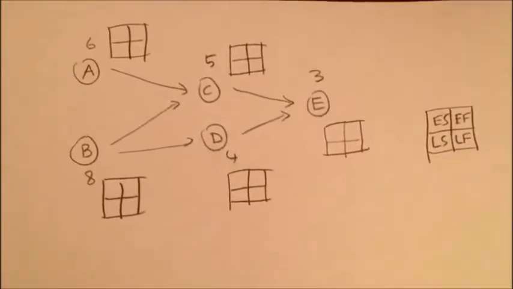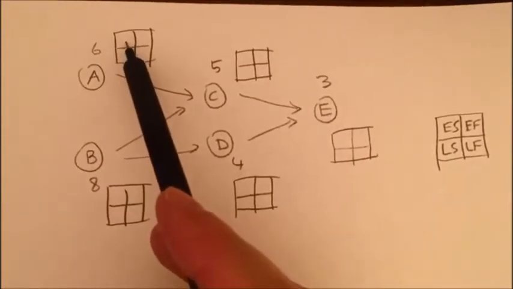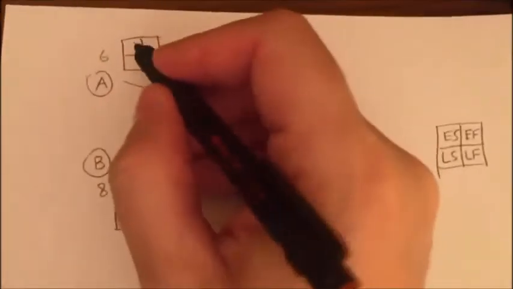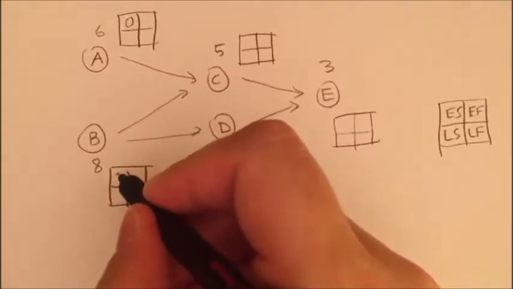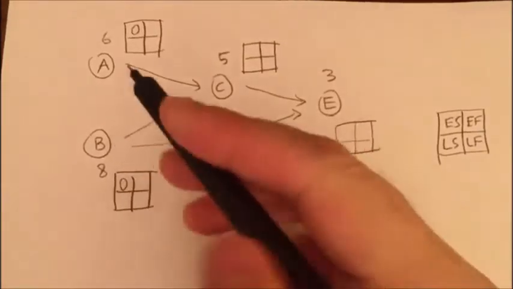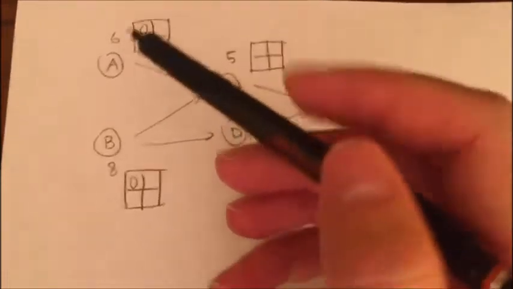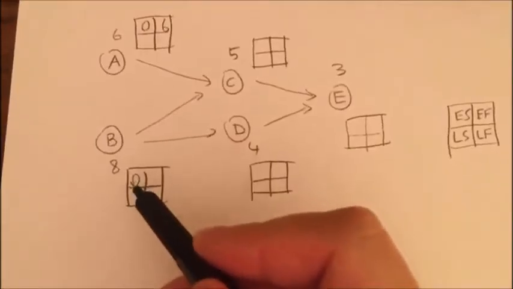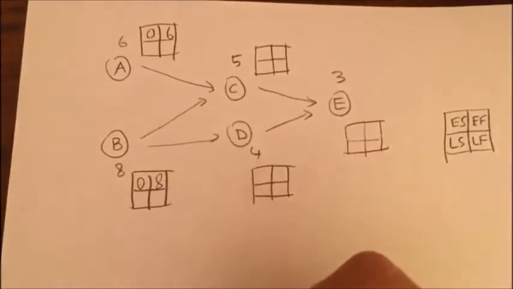Because I have two starting tasks, both of them can start at the kickoff date, which is day 0. So the earliest that A can start is day 0, and the earliest that B can start is also day 0. When A starts at day 0, it takes 6 days to be completed. 6 plus 0 makes 6. And B starts at day 0, plus 8, finishes by day 8.